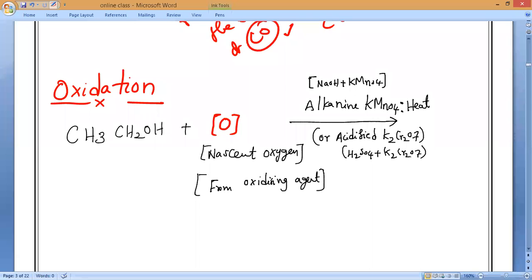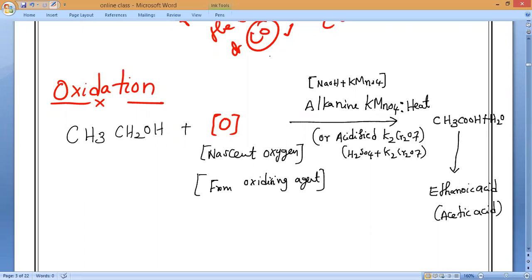What is the name of this one? Potassium dichromate. Then we are going to get the products CH3COOH plus H2O. So that is what we'll get. So what is this one called? Acetic acid. What is that? Ethanoic acid, or we will say acetic acid.